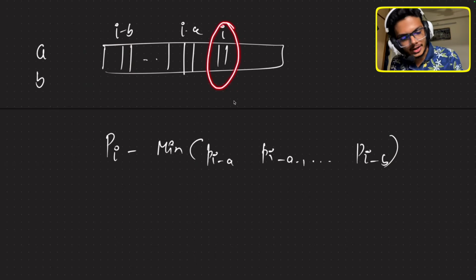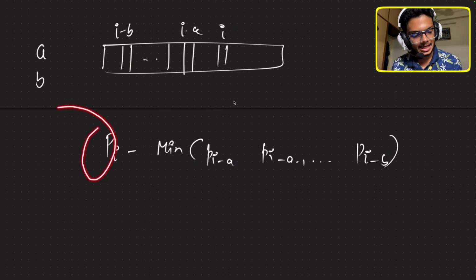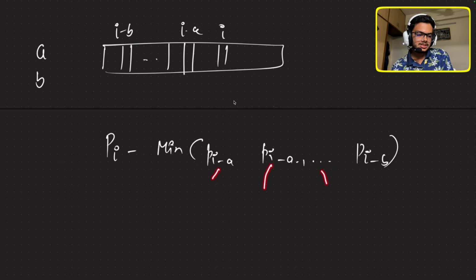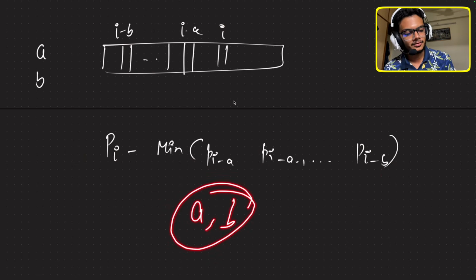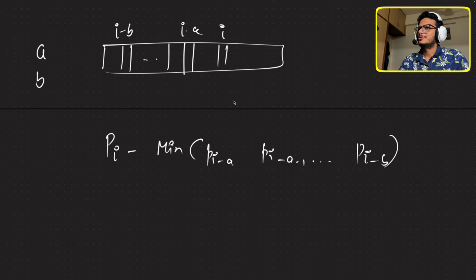To get the contribution of ith term, what do you mean by contribution, guys? The maximum subarray sum ending at ith index where the subarray sizes are in range a to b. From pi, you subtract minimum of these, right? Because all of these prefix sums effectively correspond to one of the subarrays in sizes a to b, right?